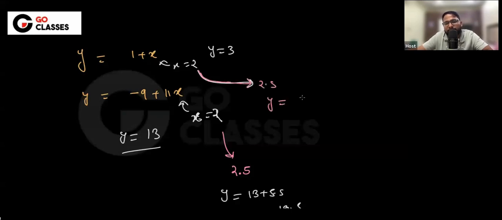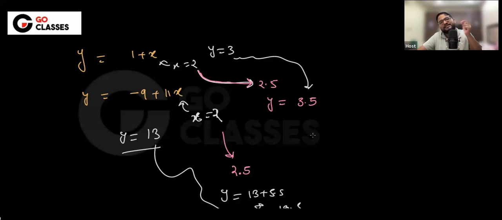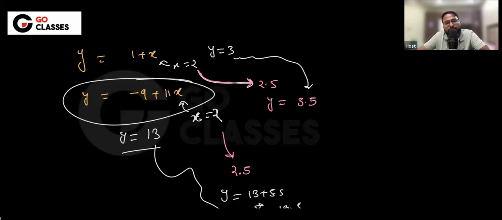What will be y? 3.5. Is this correct? So it is changing from 3 to 3.5. Oh, sorry, it is changing from 13 to 18.5, which means a little change in x is giving you more impact on y. Is this a good thing? Do you think it's a good thing?